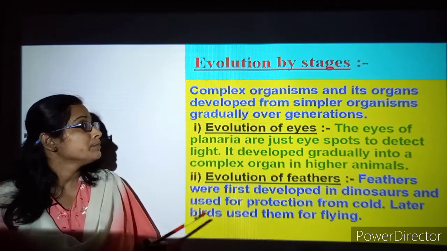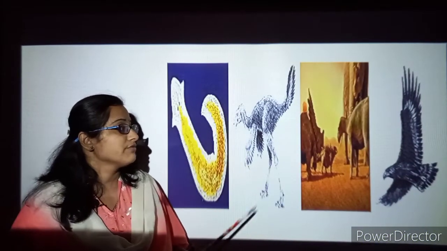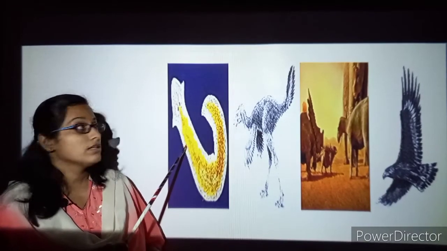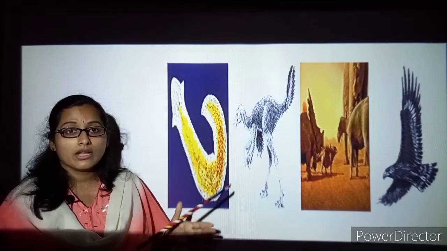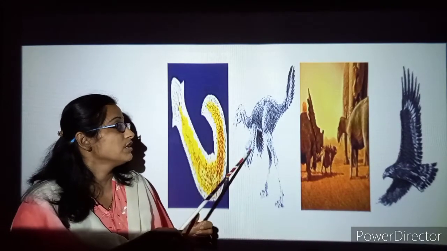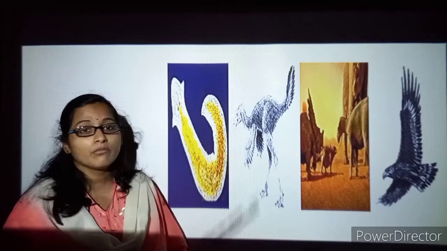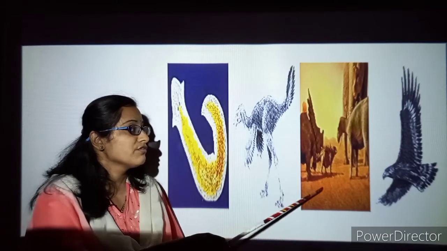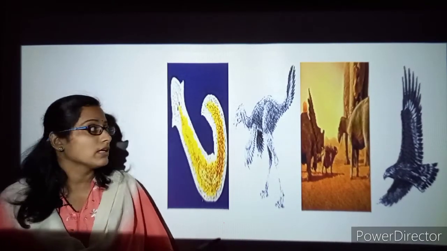So later on it was developed by generations and stages to the higher animals. Next, you can see how these developments have taken place, in dinosaurs and planaria here. Planaria have small eyes, only for light detection. Here the dinosaurs were given the feathers to protect from cold, not for flying. So later on you can see the development of eyes, and the birds have wings for flying. So next.